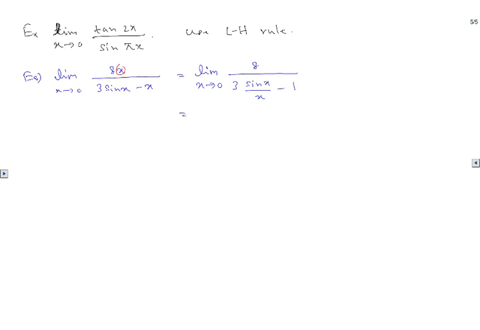We know that you can move the limit inside, so I'm going to say 8 over the limit as x goes to 0 of 3 sine x over x minus 1. This is a constant, so there's no point putting the limit there. After you do that, sine x over x is simply equal to 1. So you get 8 over 3 times 1 minus 1. That means 8 divided by 2, which is 4. So the answer is 4.